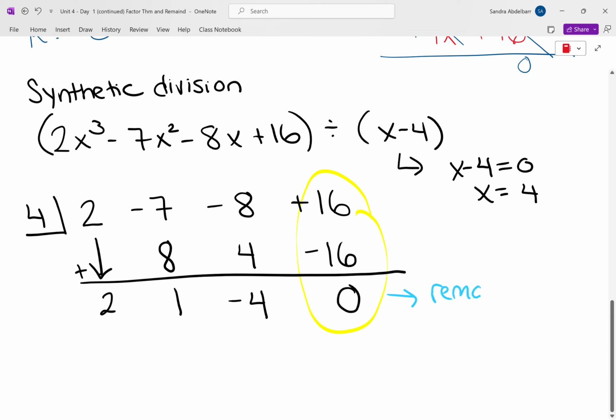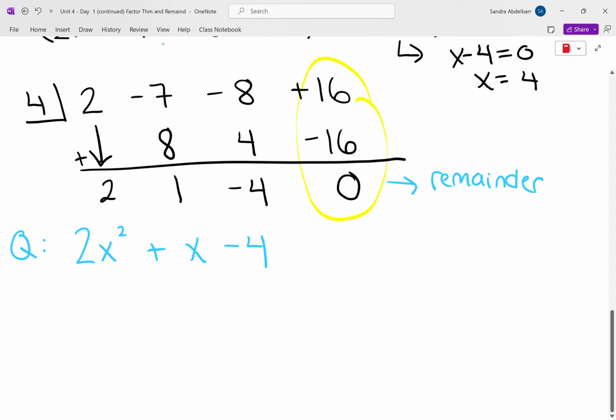Remainder. This is our remainder. So here our remainder is 0. Now our quotient, these are all the coefficients of the quotient. And it's always going to be 1 degree less than your dividend, or what was getting divided. So since this had a degree of 3, the biggest exponent was 3, that means my quotient is going to have an exponent of 2. My biggest exponent will be 2. So this is going to be 2x squared plus 1x minus 4. This is our quotient. And our remainder is 0.